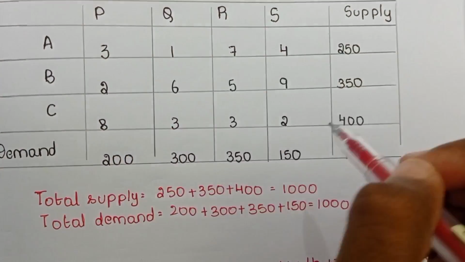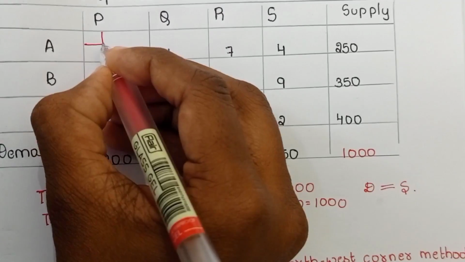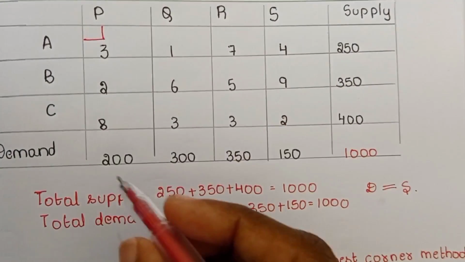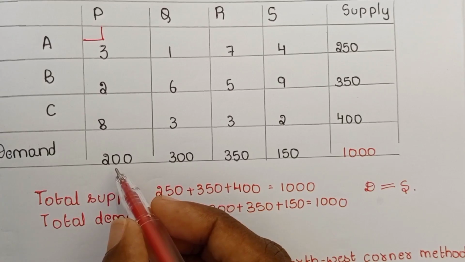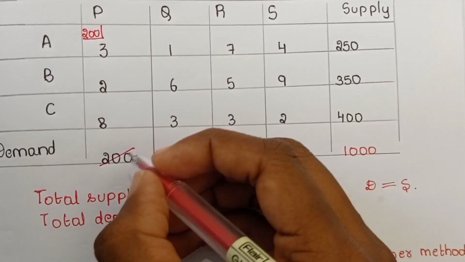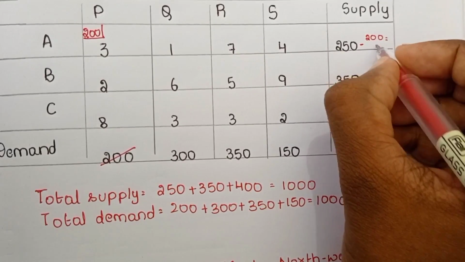Okay, let me start with the solution. In the northwest corner method, first we identify which is the northwest cell. In this problem, the northwest is this, so I have selected this cell for allocation. Next, I have to check the demand and supply. The demand is 200 and the supply is 250. The minimum value is 200, so I will allocate that 200. I have given everything in this demand, and I have to deduct the 200 from 250. So 250 minus 200 is equal to 50.